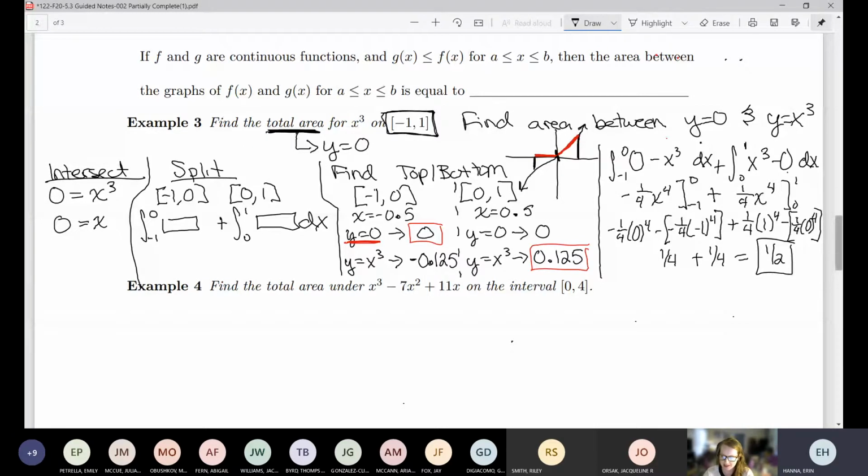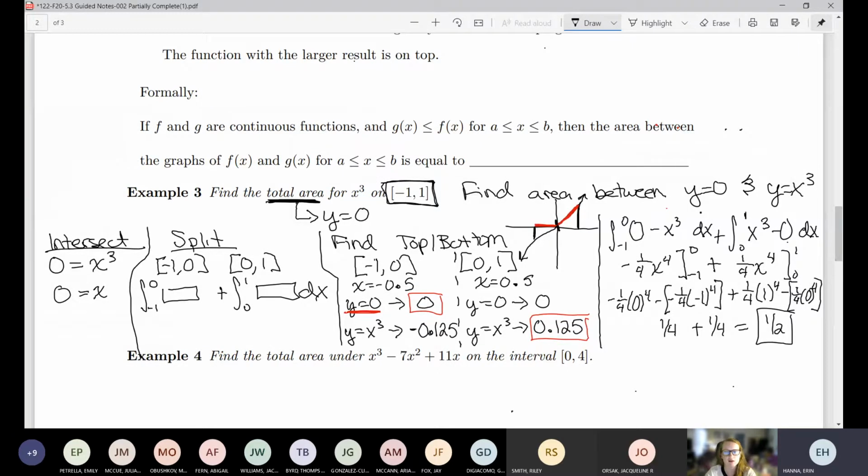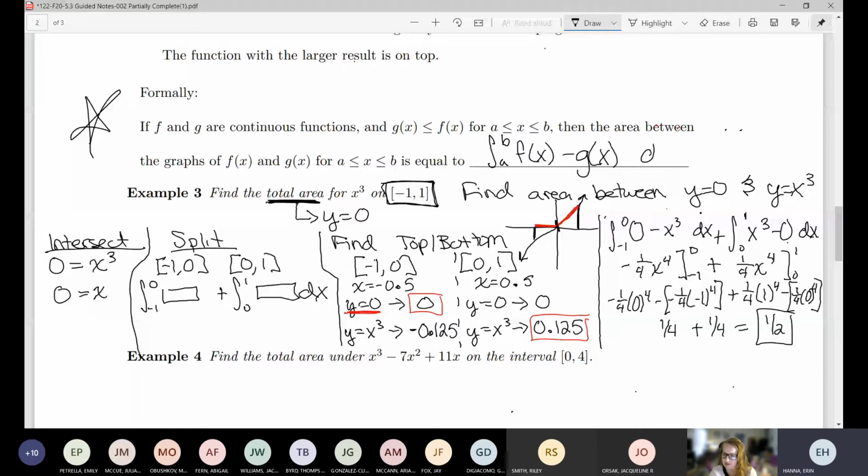The other thing we just slightly passed by was this formal statement of kind of the process that we're doing here. So the formal statement kind of up here. So let's touch on that really quick before we do pretty much examples until the end of class. So formally, what we're saying here is that if f and g are continuous functions, and let's say that g of x is less than f of x, which is essentially going to mean that g of x is our bottom function and f of x is our top function. So g of x is less than f of x on some interval, then the area between the graphs of f and g on that interval is equal to the integral from a to b of f of x minus g of x.